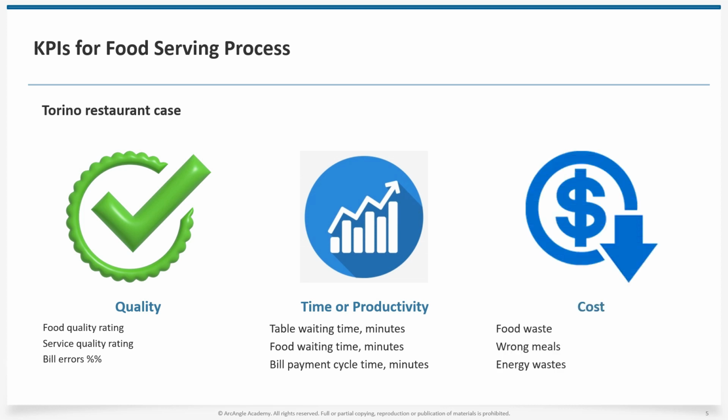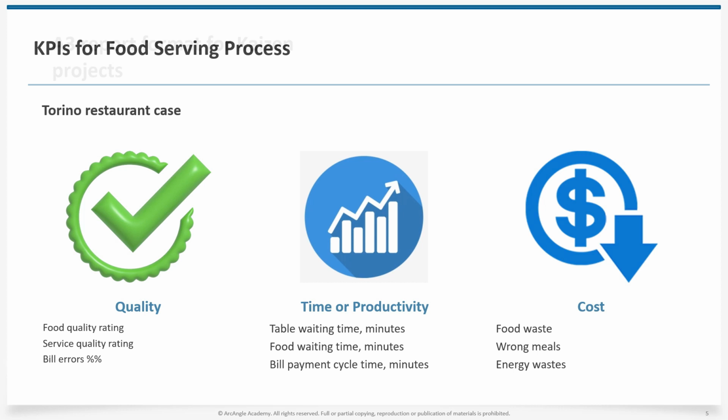Cost KPIs. 1. Food waste. This KPI measures the amount of food wasted during the food serving process. It includes discarded ingredients, uneaten meals, or expired food items. Minimizing food waste contributes to cost savings and sustainability.